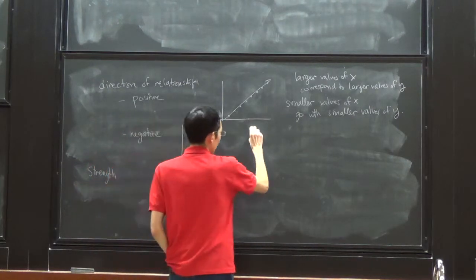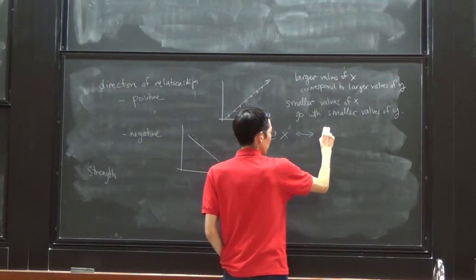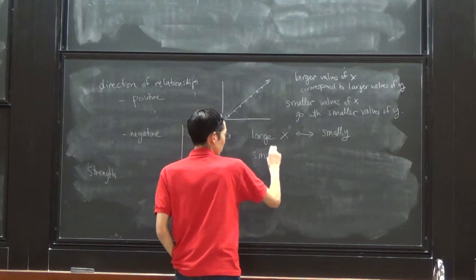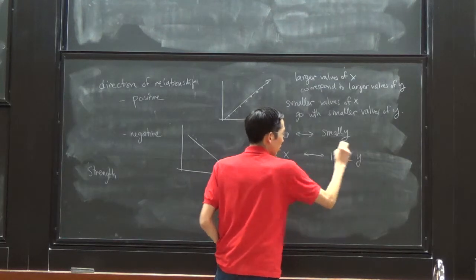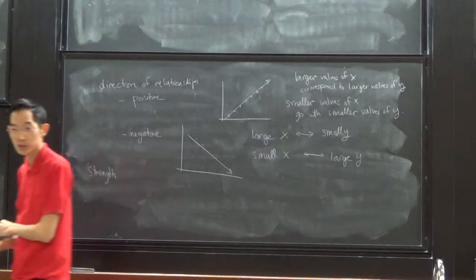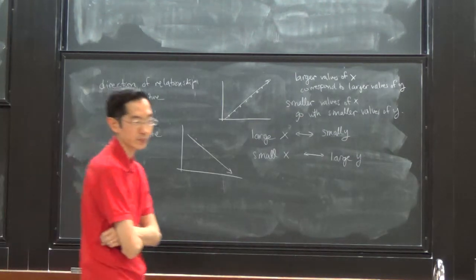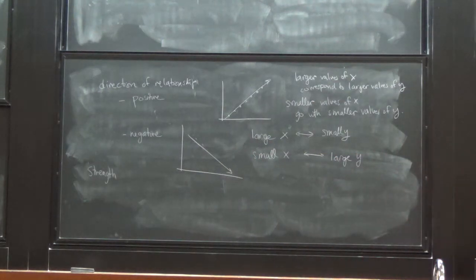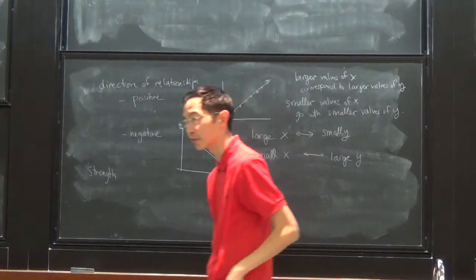Things go like that, so you have large x goes with small y, and small x goes with large y, and vice versa. Okay. So what might have a negative relationship? Think of two numeric variables that have a negative relationship.